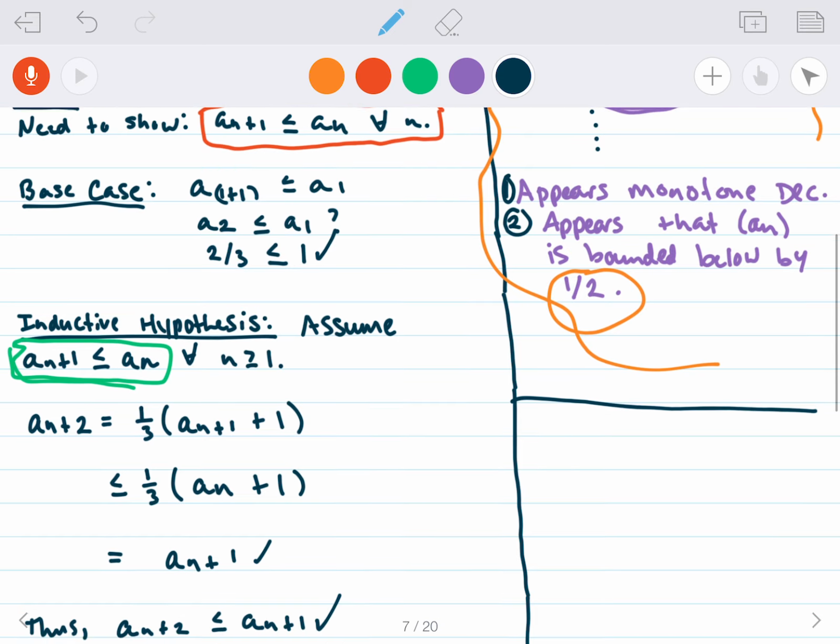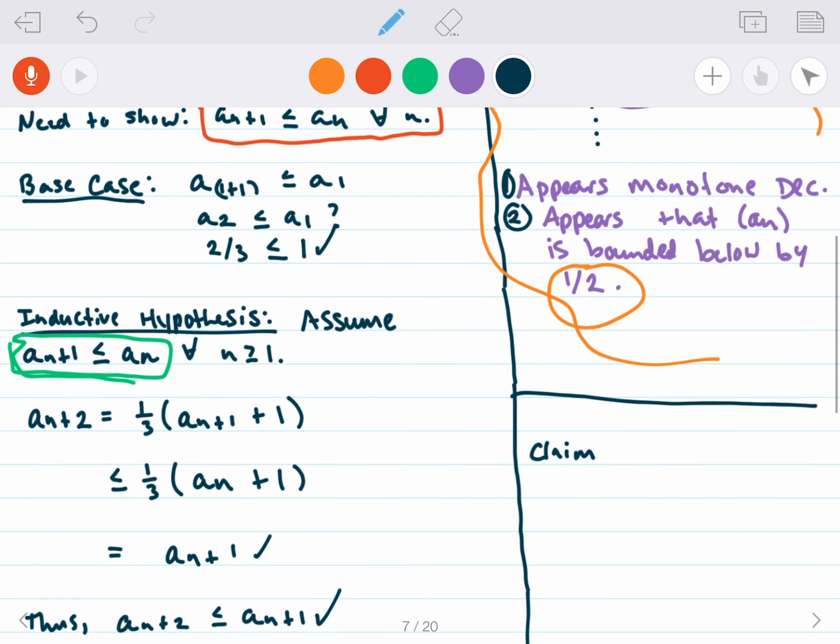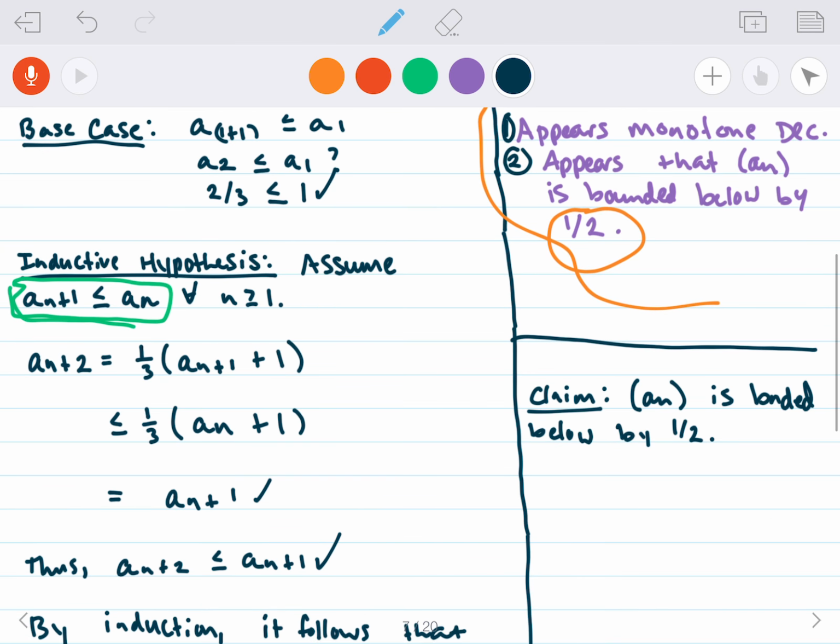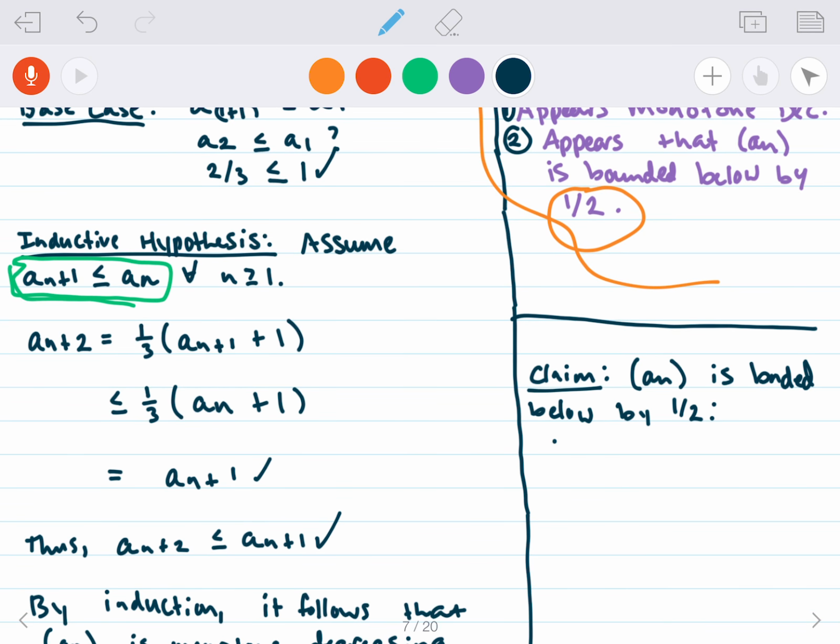Okay, so now we claim a sub n is bounded below by 1/2. And what does that mean mathematically? That means that a sub little n is bigger than or equal to a half for all n in the natural numbers. And again, we can show this by induction.